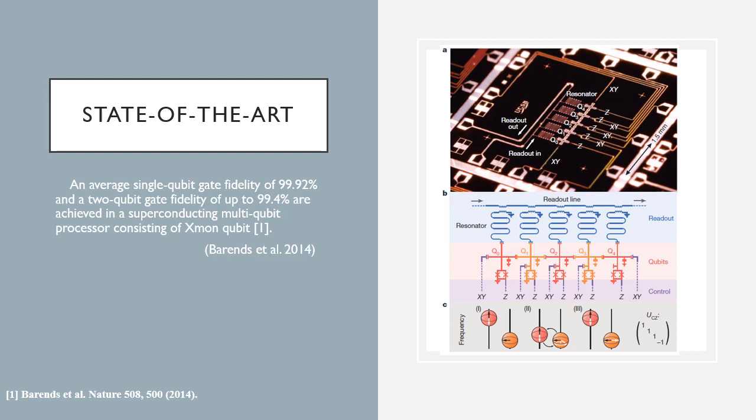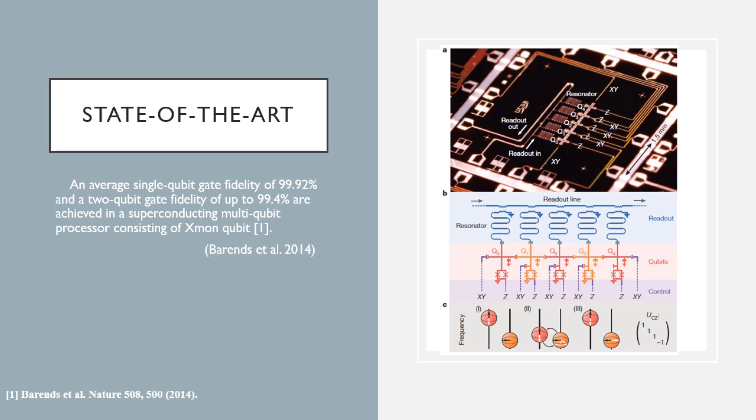On the right is the optical image and the circuit diagram of the experiment setup consisting of 5 Xmon qubits. In Figure A, the integrated Josephson quantum processor consists of aluminum, which is the dark part, on sapphire, which is the light part. The 5 cross-shaped devices, Q0 to Q4, are the Xmon qubits placed in a linear array.